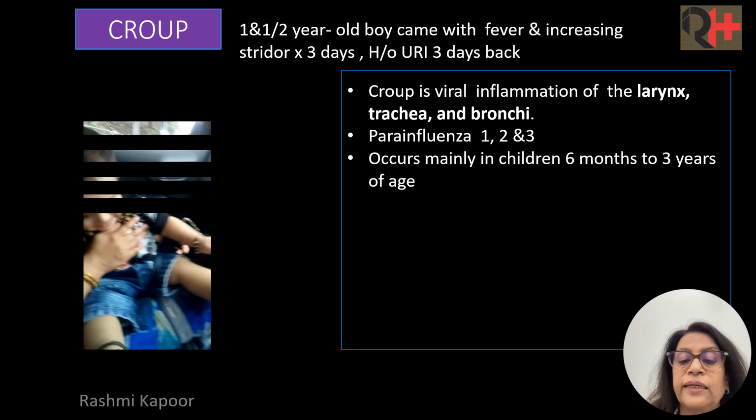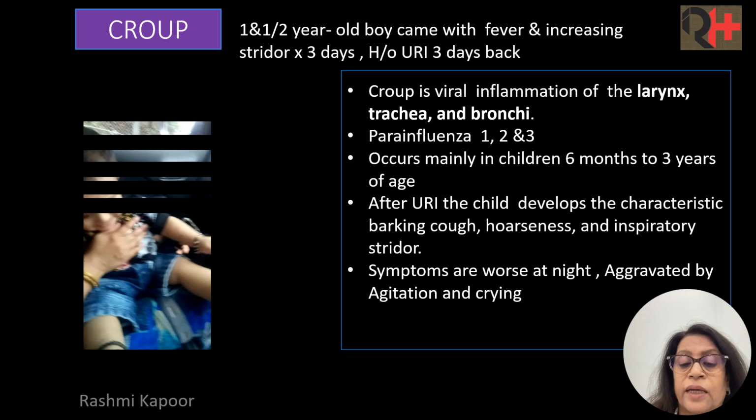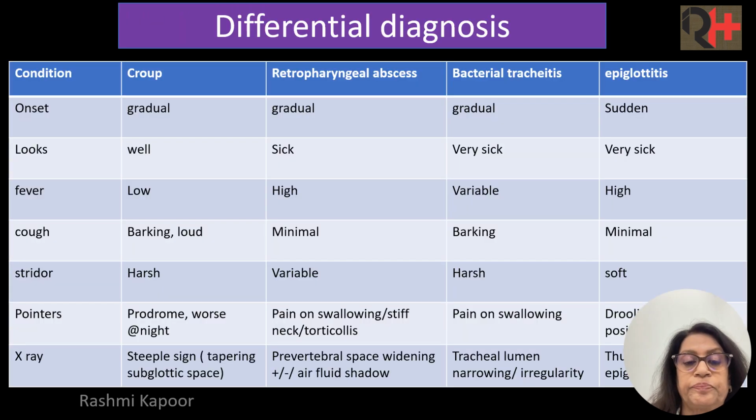It occurs mainly in children 6 months to 3 years of age. After an upper respiratory tract infection, the child develops the characteristic barking cough, hoarseness, and inspiratory stridor, depending upon which part of the larynx and trachea is involved. Symptoms are worse at night, and they are aggravated by agitation and crying. The child prefers to sit up in the bed and be held upright.